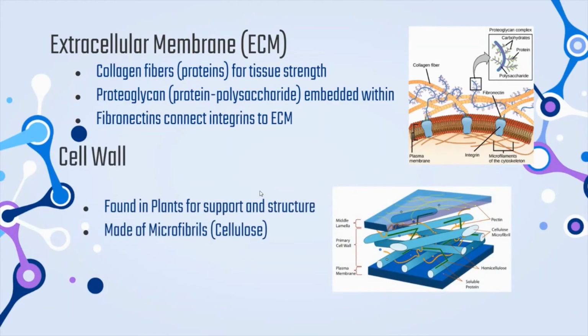Now we will talk about the cell wall. They are usually found in plants for support and structure, and they are made of microfibrils, which itself is made of cellulose.